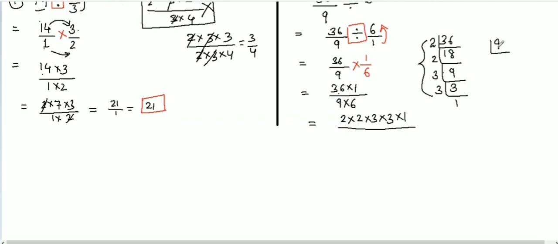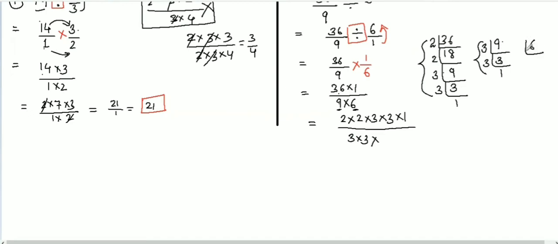As 9 is not divisible by 2, we will take 3. So 3 multiplied by 3 will give you 9. Again take 3, 3 multiplied by 1 will give you 3. Here, instead of 9, we will write down 3 multiplied by 3. Then give a multiplication sign, and for 6, write the factors of 6 as well.